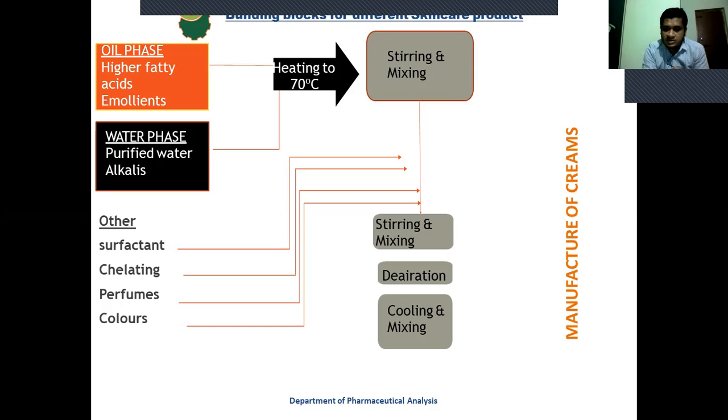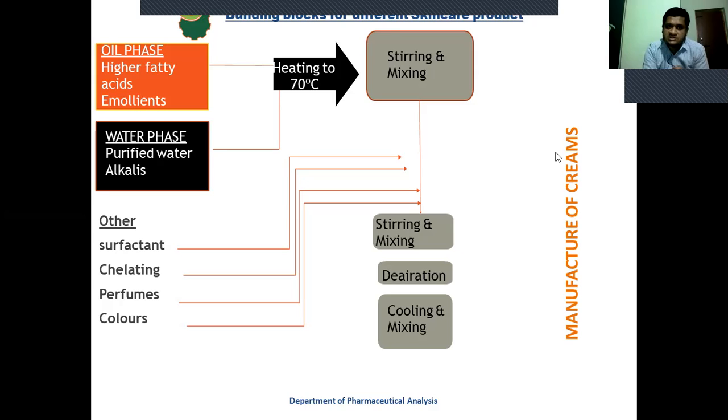Whenever you have continuous mixing, there is a chance that some bubbles will form, because you know that whenever we continuously stir, there is a formation of some bubbles. It is nothing but air entrapment. The air will get entrapped, so that air has to be removed, and this is called de-aeration. Then the temperature will continue to decrease, we cool it and mix, and then we pack this.